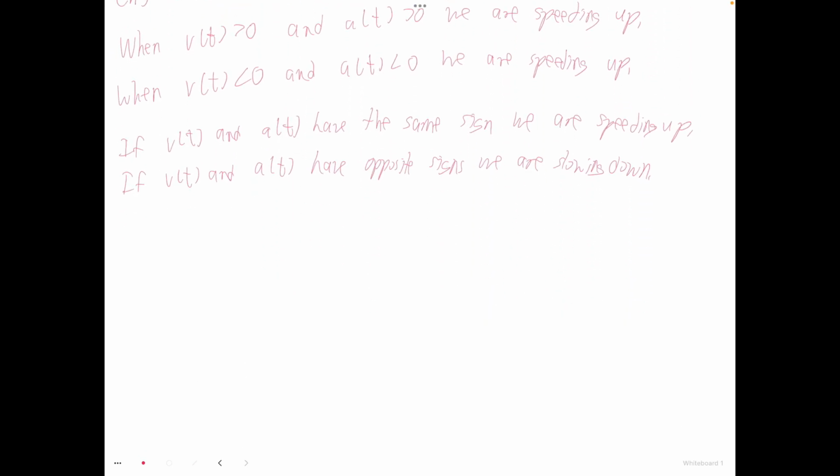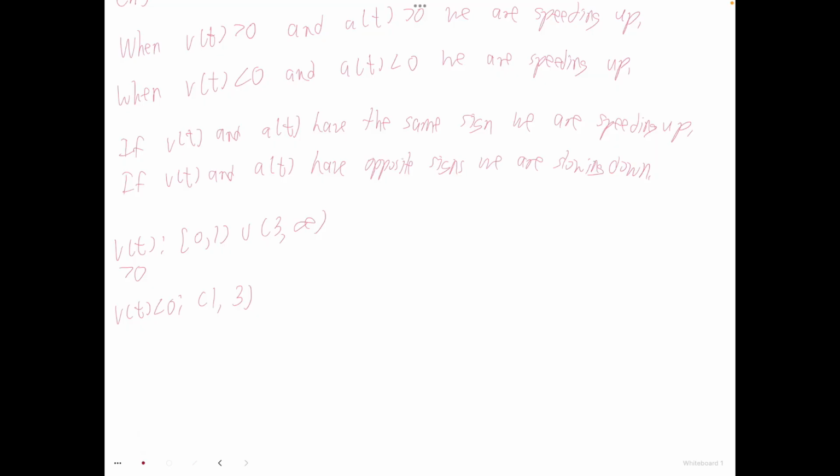And so as a reminder, we already did when v of t was positive. V of t is positive from 0 to 1, union 3 to infinity. And v of t is less than 0 on 1 to 3.